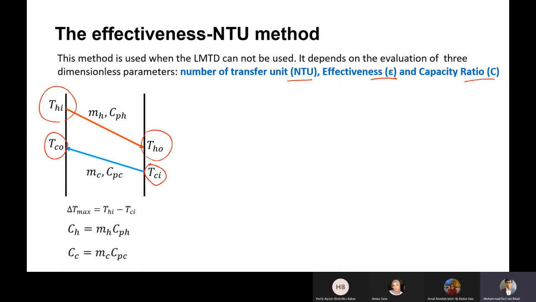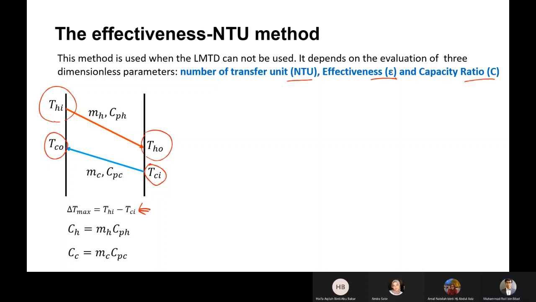So first of all, we have the definition of delta T max. Delta T max is the maximum possible temperature difference from the 4 points. The highest is when the hot fluid comes in, which is T hot in, and the lowest is when the cold fluid enters the heat exchanger. So delta T max is equal to T_H,in minus T_C,in.